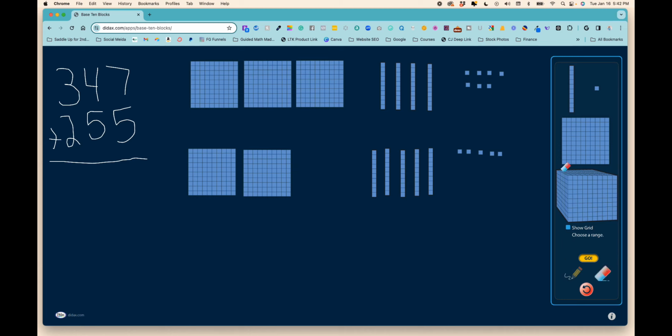Now I can solve for the hundreds. I have 6 hundreds. So my answer would be 602. 100, 200, 300, 400, 500, 600, 601, 602.